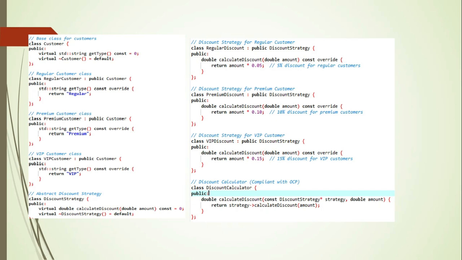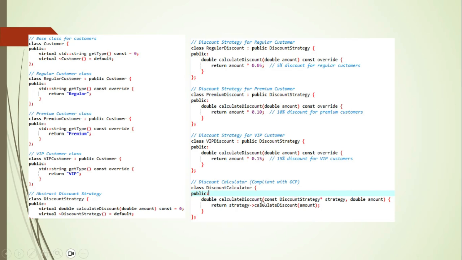Constant before the pointer means that the function promises not to modify the object that the pointer is pointing to. The function can read from it but cannot change it. This allows the discount calculator class to work with different types of discount strategies without knowing the exact type at compile time. And the double amount is the amount on which the discount will be applied. That is the total purchase amount for the customer. The value is passed to the calculate discount.